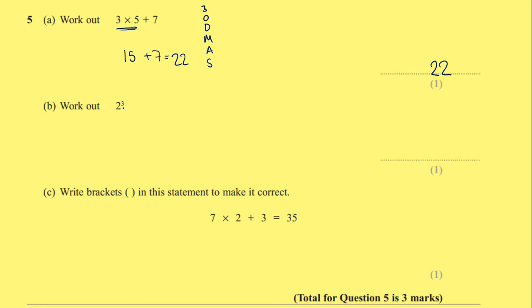2 cubed. That means that you've got 2 times 2 times 2. Okay, imagine you had a cube which was of sides 2 by 2 by 2. The volume of that would be 2 times 2 times 2. So 2 cubed is going to equal 2 times 2 times 2. Well, 2 times 2 is 4, multiplied by another 2 is 8.